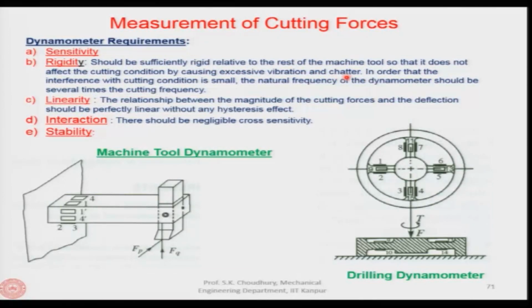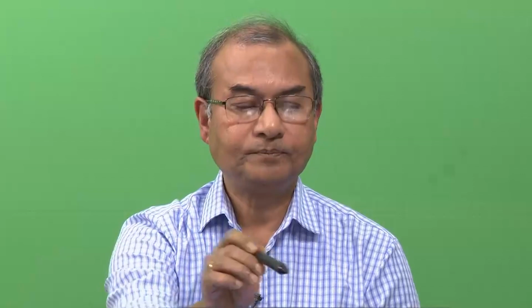Chatter is the self excited vibration. In order that the interference with the cutting condition is small, the natural frequency of the dynamometer should be several times the cutting frequency. Otherwise, the cutting frequency will match the natural frequency of the dynamometer and it will be in the resonance mode. So, the vibration will be too high.